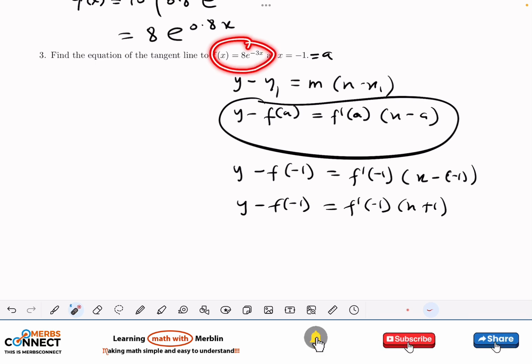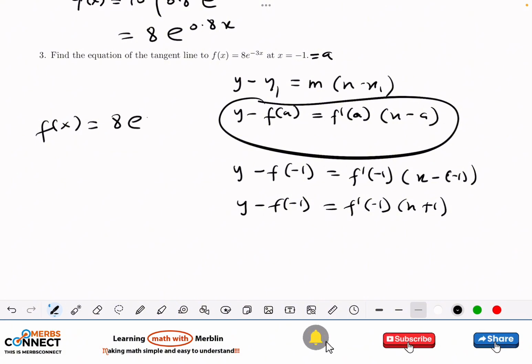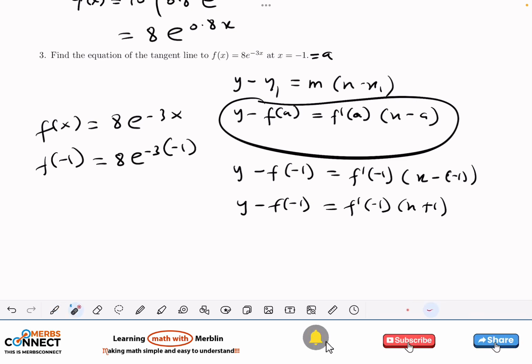So I have f of x here. f of x is equal to 8 e to the power -3x. So what will be f of -1? It will be 8 e to the power -3 times -1. I'm replacing the x in the parentheses by -1. So this is going to give us 8 e to the power 3. So that's what I'm going to get.